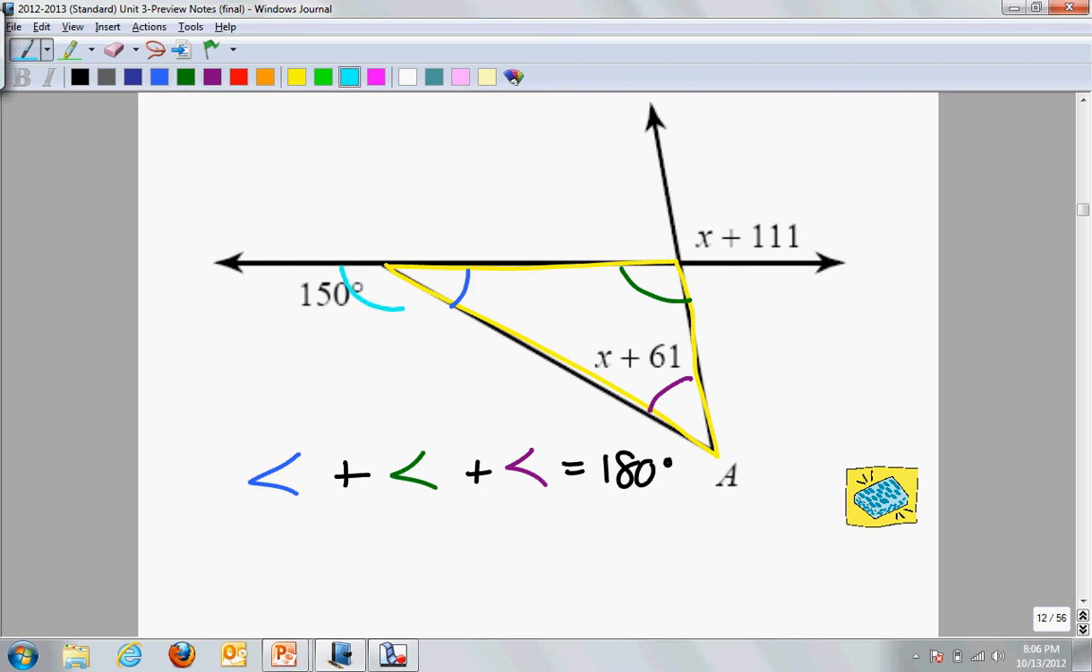Can you sweep the 150? And you should have gotten this blue angle being 30 degrees because it adds up to 180. And then these are vertical angles, so they're congruent. So this one's going to be x plus 11. Now we have all our angles. We can plug it in. Circle, physically pick it up, plug it in.